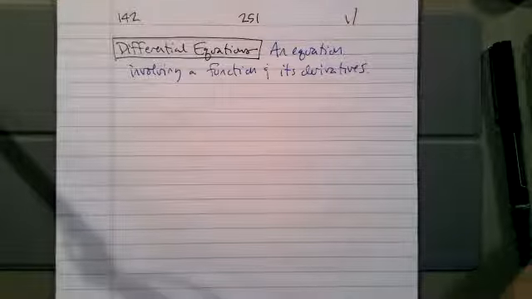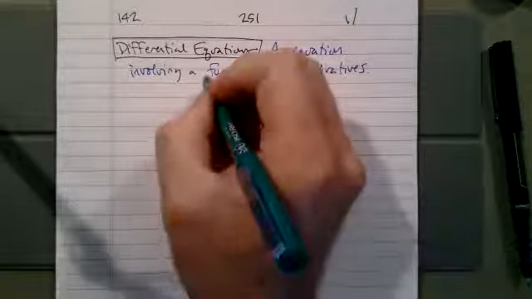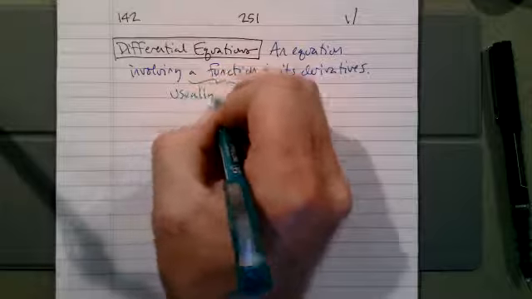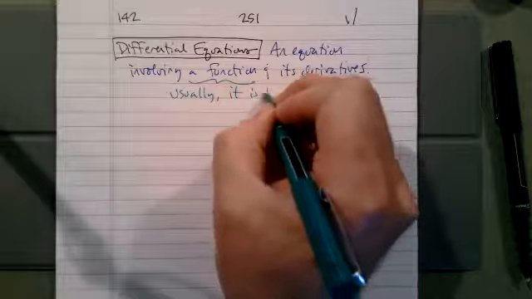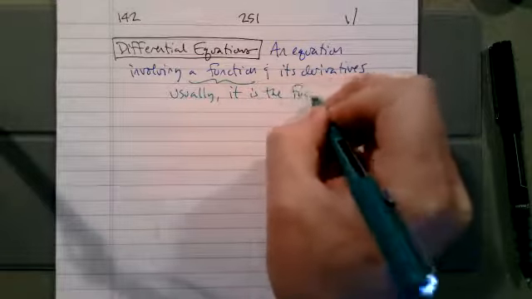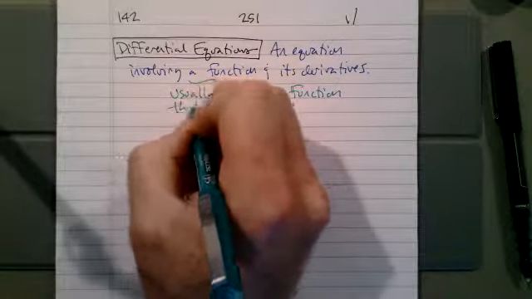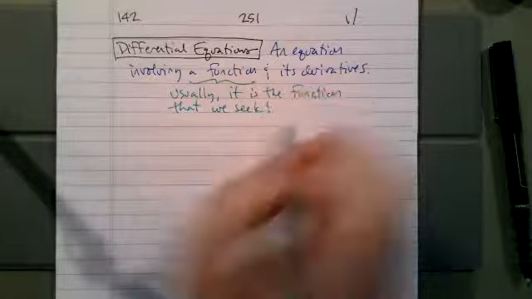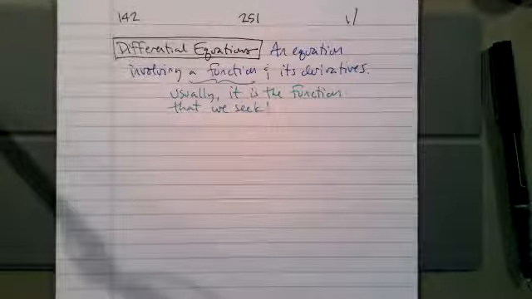Usually, the function is the unknown. The function is the thing that we are looking for. It's the function that's going to be the solution to the differential equation.